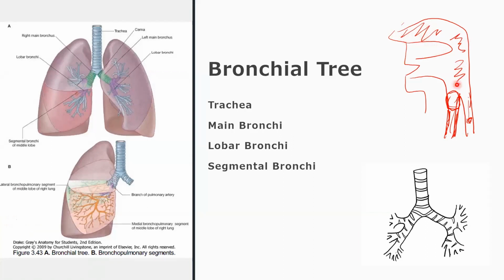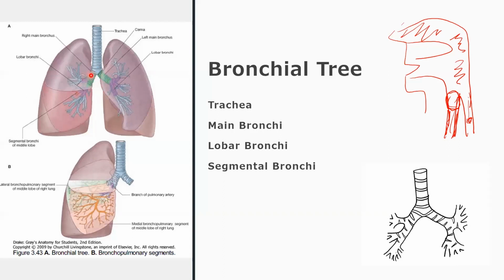So this is the pathway where air travels from the external environment. Here, from the cricoid cartilage, that is the cartilage of the larynx, you have the trachea. And here, at about T4 level, the trachea divides into two branches, the main bronchi, or the primary bronchi. You have a right main bronchus and a left main bronchus.